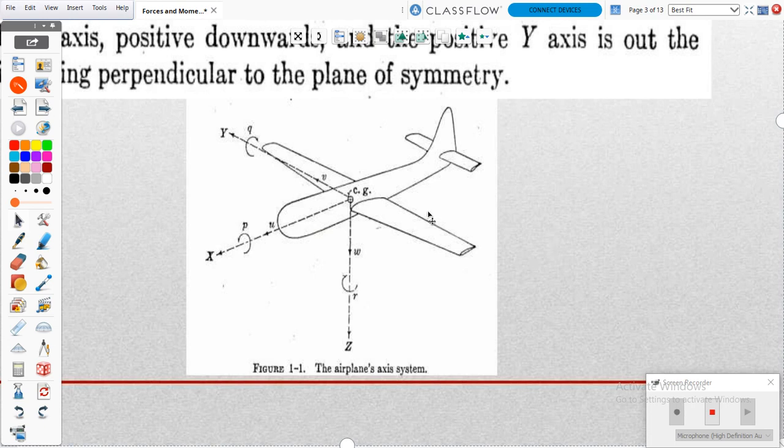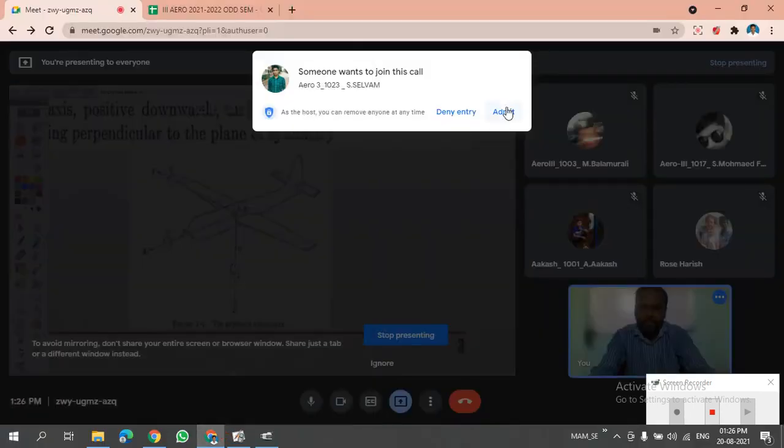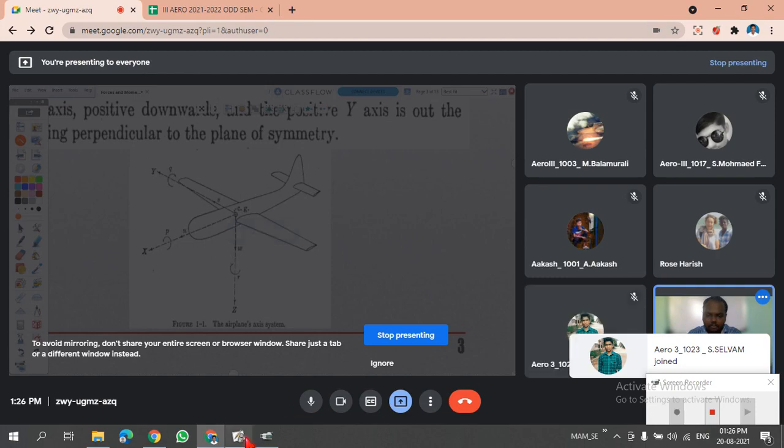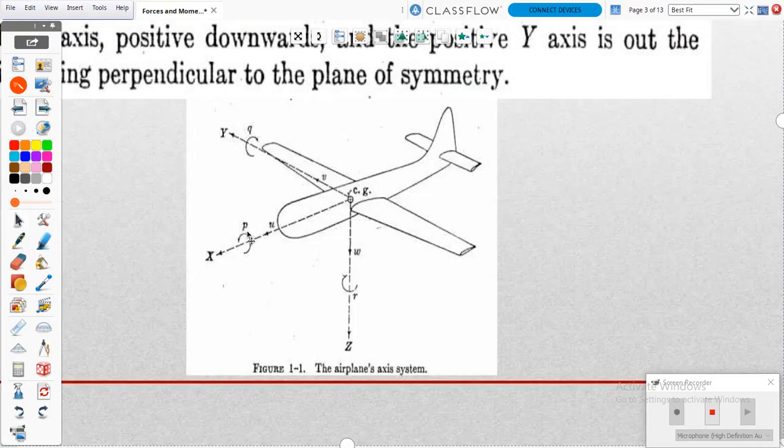Position the CG, center of gravity. After that, we need to draw three axes in a positive direction. From the CG towards the nose of the aircraft is the axis capital X. Here we have angular velocity, small p, and linear velocity, small u.